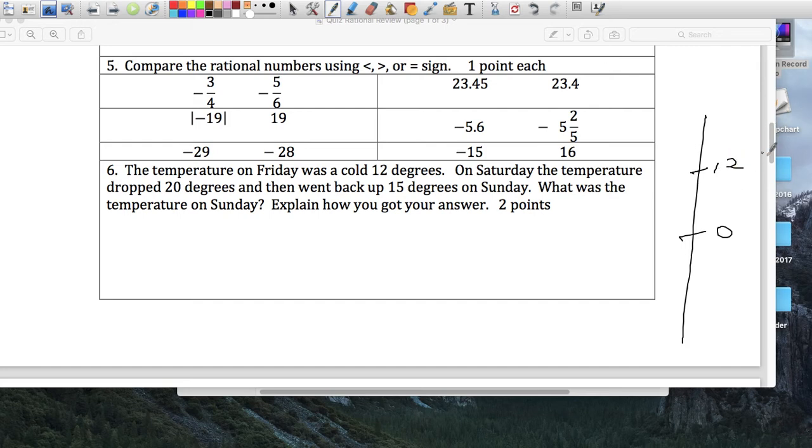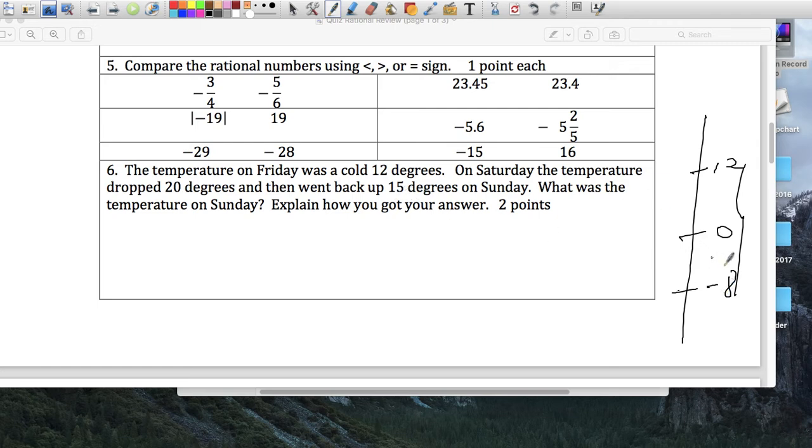On Saturday, the temperature dropped 20, so it drops. Okay, so it drops 20. Well, to drop from 12 to 0 would be a drop of 12, right? And then to drop 20 would be another 8, so that brings us to negative 8. So that would be a drop of 20. From here all the way down here will be a drop of 20.